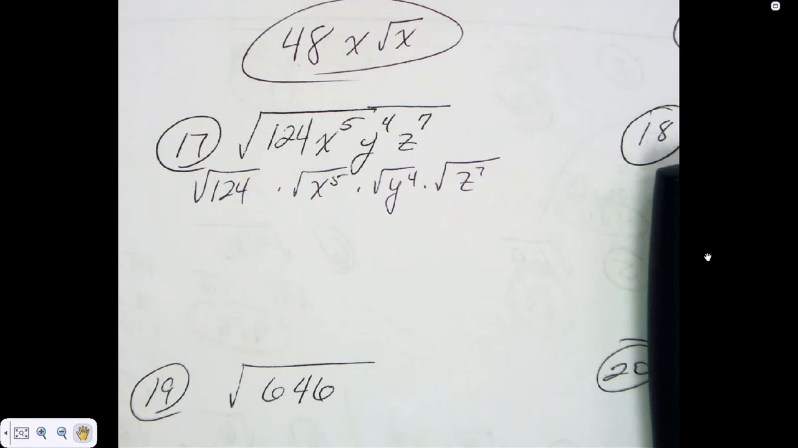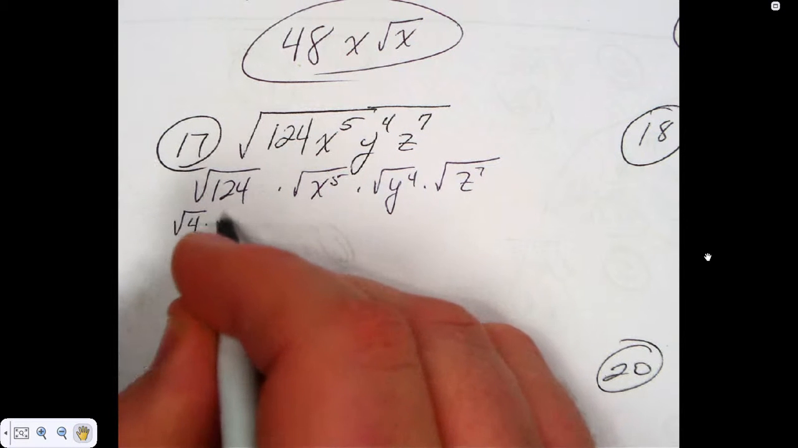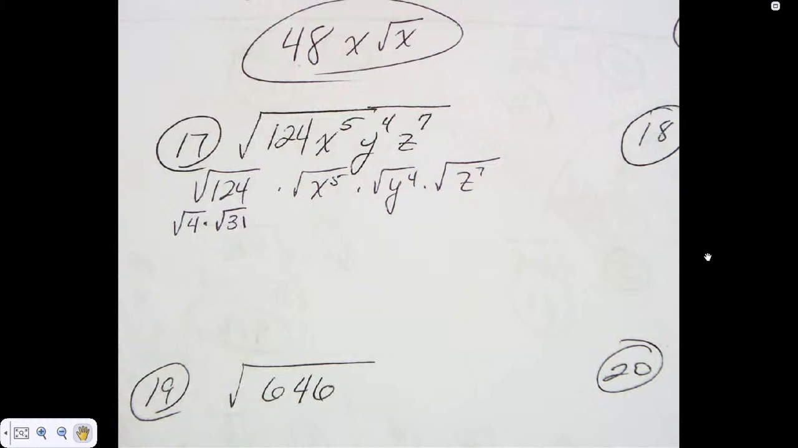Nope. 25 won't. What about 124 divided by 16? Nope. How about 124 divided by 9? Nope. 124 divided by 4? 31. So this is square root of 4 times square root of 31.